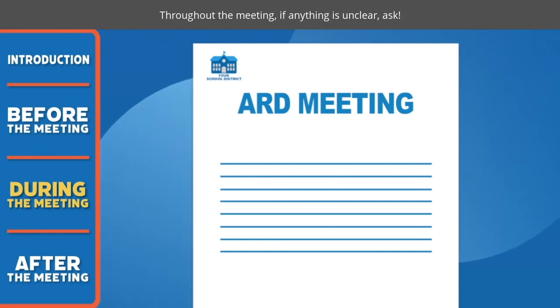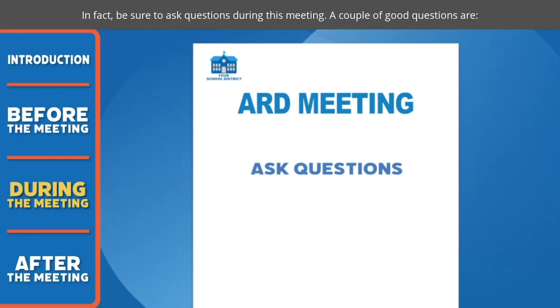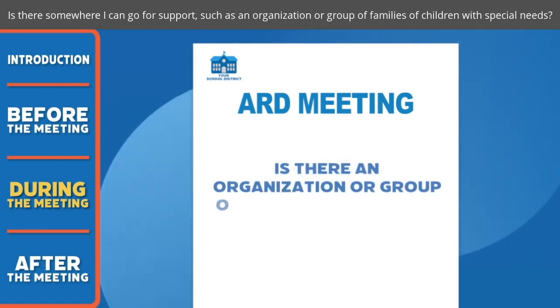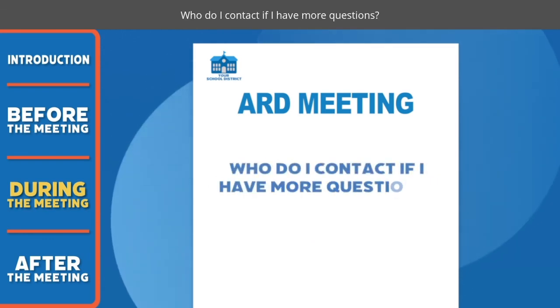Throughout the meeting, if anything is unclear, ask. In fact, be sure to ask questions during this meeting. A couple of good questions are, is there somewhere I can go for support, such as an organization or group of families of children with special needs? Who do I contact if I have more questions?